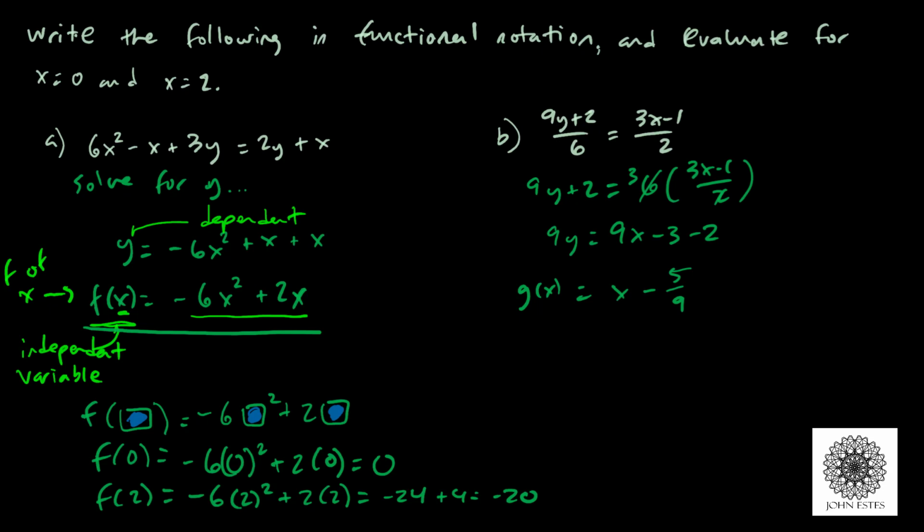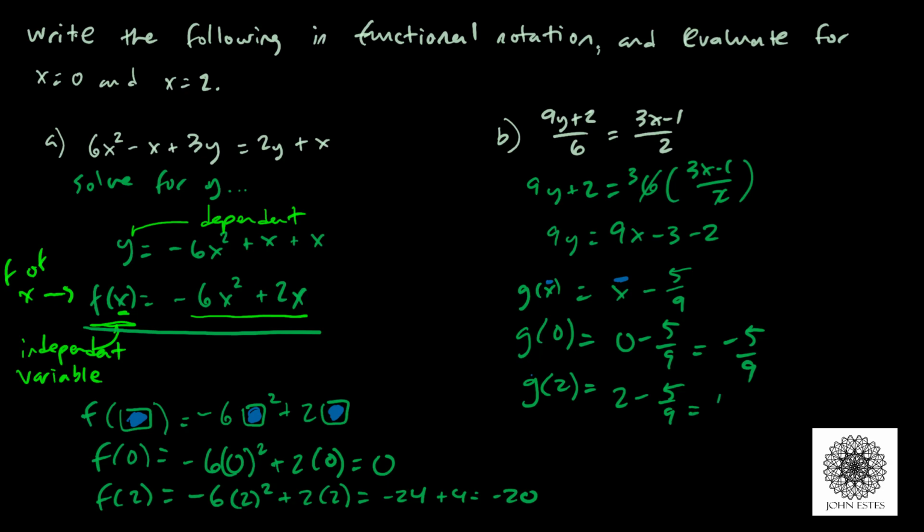So for example, if I want to know g of 0, that's going to be 0 minus 5/9, which gives me negative 5/9. Okay, so remember again, whatever you plug into that box has to go into all the boxes. So now if I want to know g of 2, I take the value of 2 and I subtract 5/9. Okay, so I have to think for a little bit.